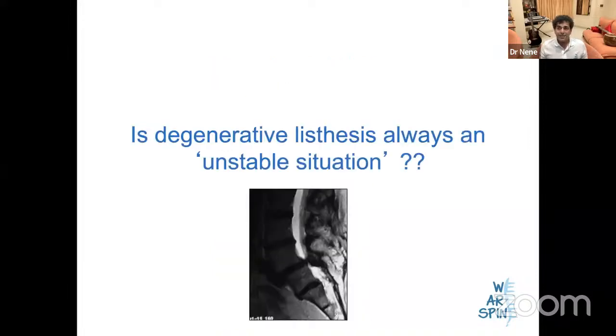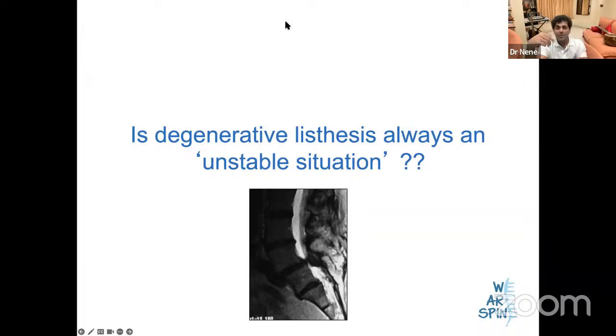Okay. Now, the next key question, and that's a question you want to ask yourself, is: degenerative listhesis, is it always an unstable situation? So to begin with, you must understand that degenerative listhesis is loosening of the facet joint due to advanced facetal arthritis, which leads to a spondylolisthesis. It's got nothing to do with the pars. It's got nothing to do with dysplasia. It is pure arthritis, which has gone loose. Okay, so that has to be set in stone in your mind.